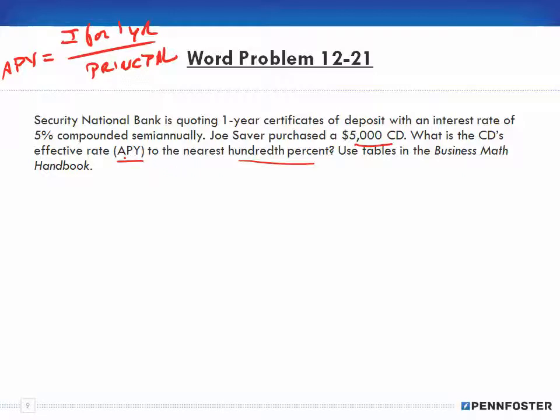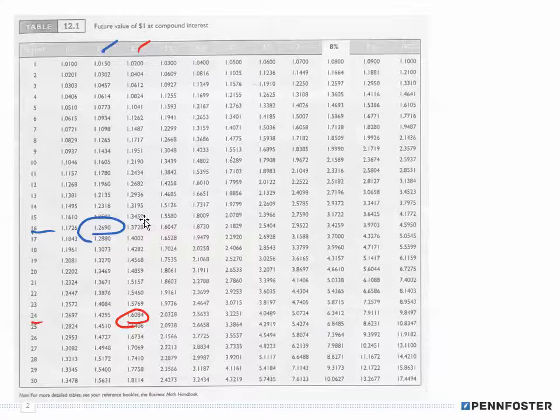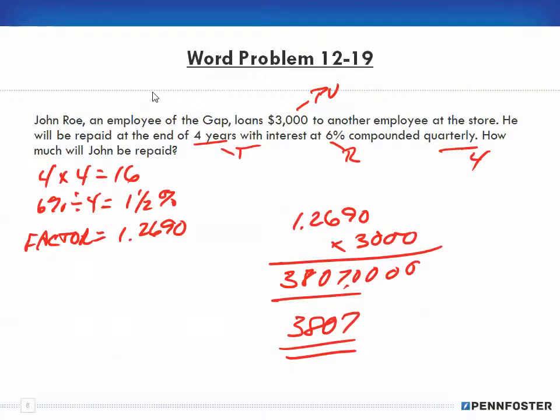If I have a 1-year certificate that's compounded semi-annually, that's twice a year, so there are 2 compounding periods. If the interest rate is 5%, I divide by 2 to get 2.5%. Now this 2.5% is not in the table in the textbook, because it goes from 1.5 to 2 and then jumps to 3. You could figure it out by taking the midpoint between those 2 and using that as the factor, but that's a lot of math when you can just look it up in the Business Math Handbook.